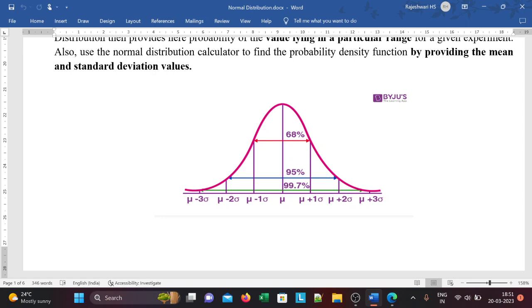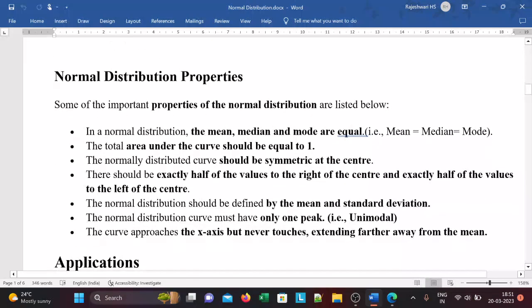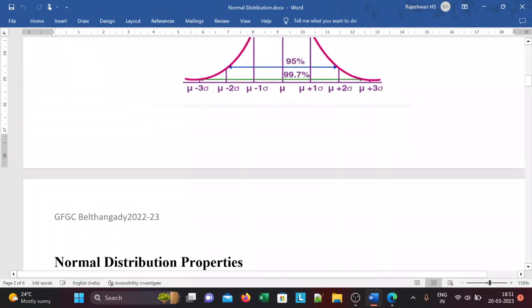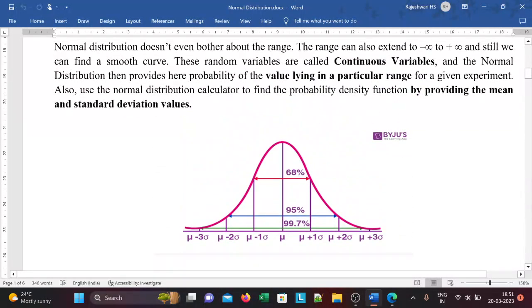It will not vary. The next one, the area under the curve should be equal to 1. The total area covered under the normal distribution should be equal to 1.